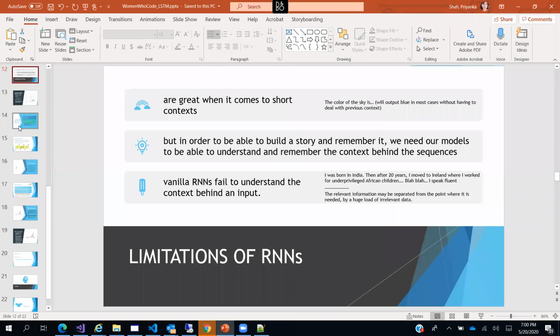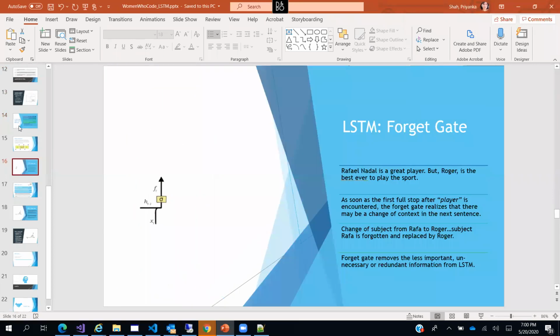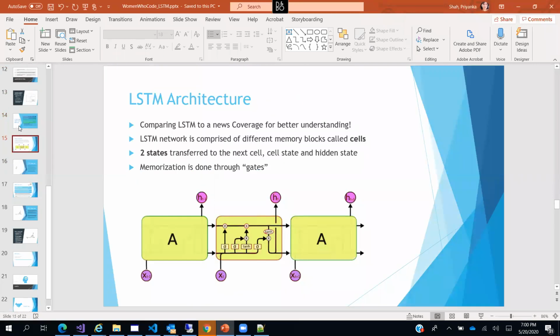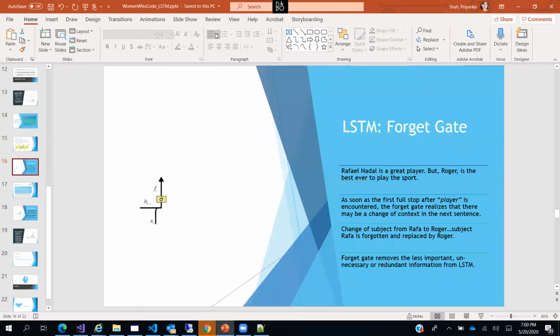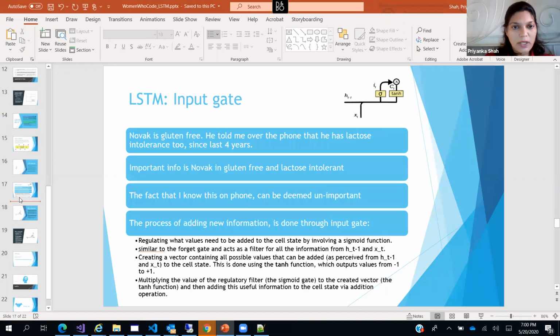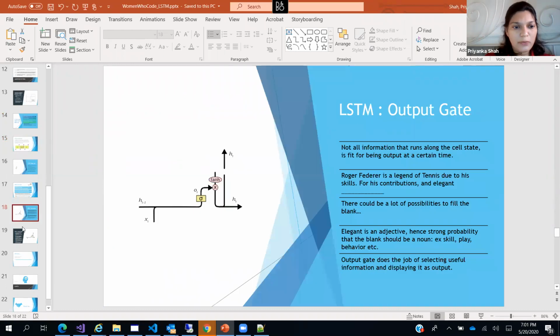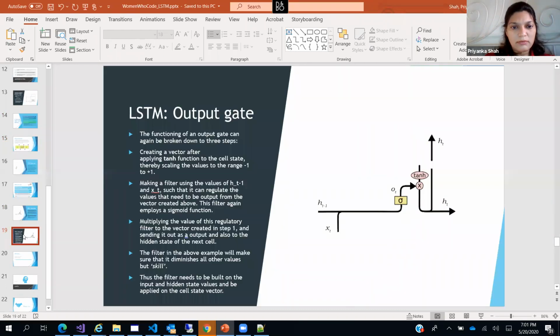In the meantime, if you have any other questions, feel free to either unmute or drop them in the chat here. Just a second. Okay, so you had the forget gate. Yes, you had the input gate. You had the output gate. Yep.